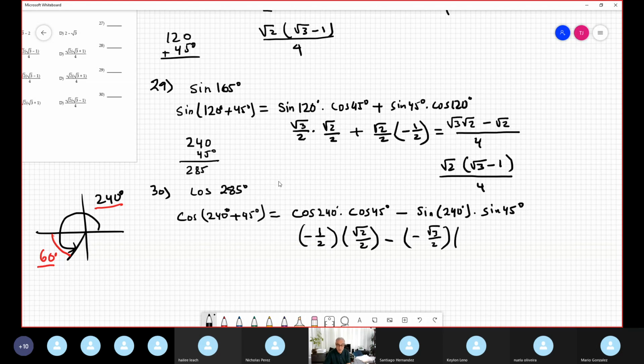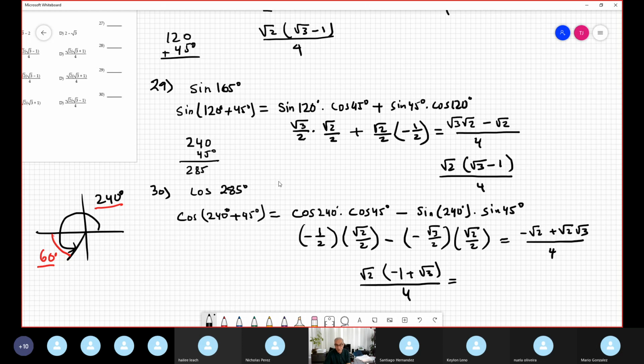And this is radical 2 over 2. Now this is positive because it's in the first quadrant. So again, we have 2 times to the 4. We have minus radical 2 and double minus become positive radical 2 radical 3, no? So you factor out radical 2. We have negative 1 plus radical 3 divided by 4.